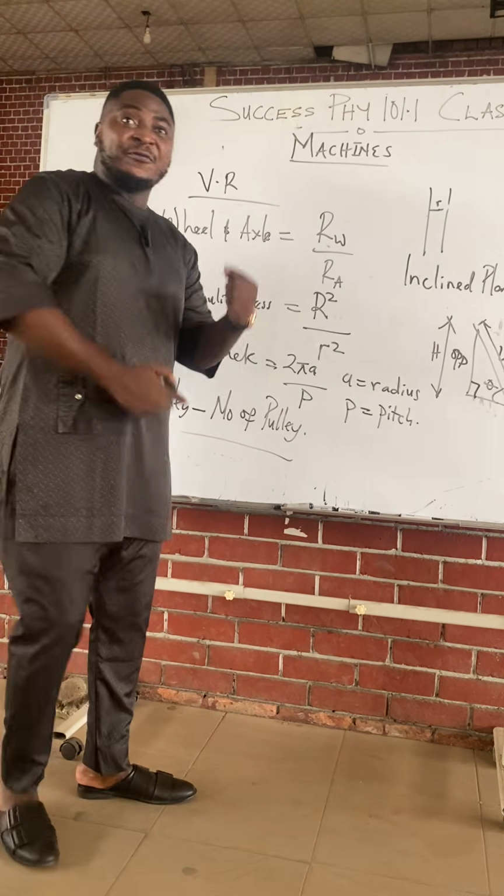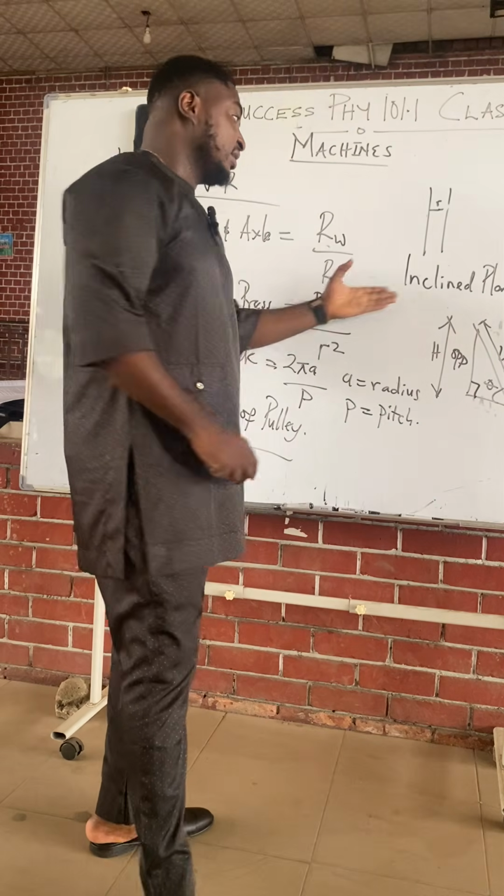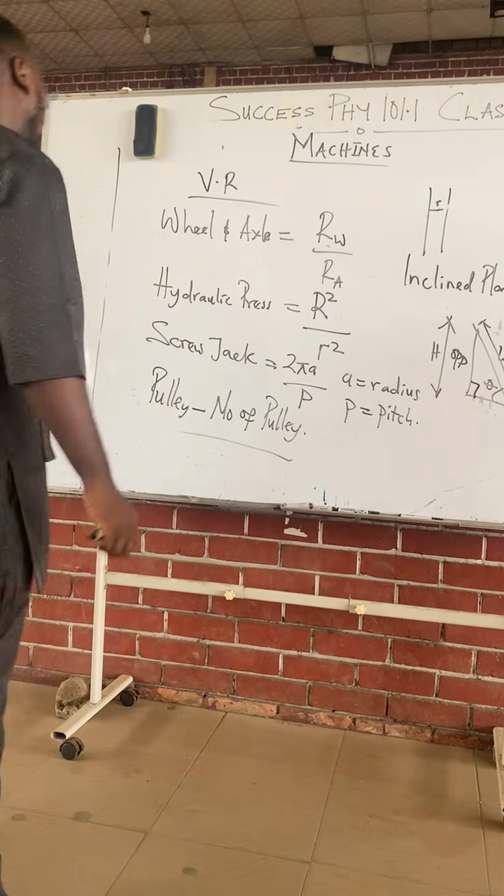What I mean is that the number of tons is the velocity ratio. That's the distance between the effort and the load. Class, let's take some questions on machines now.